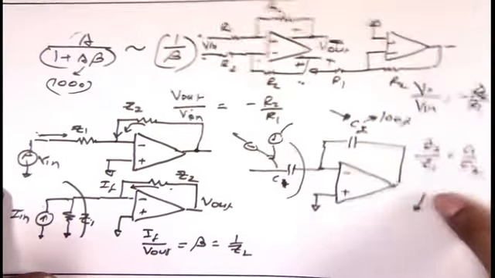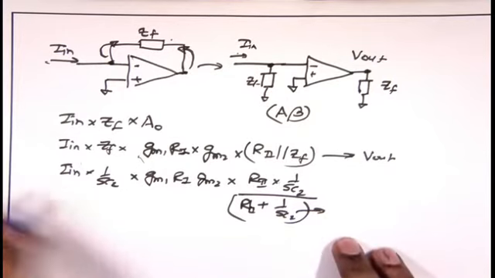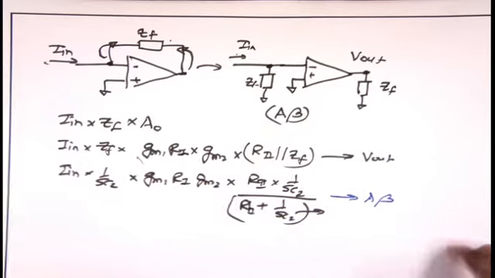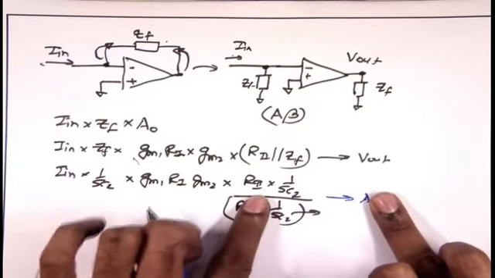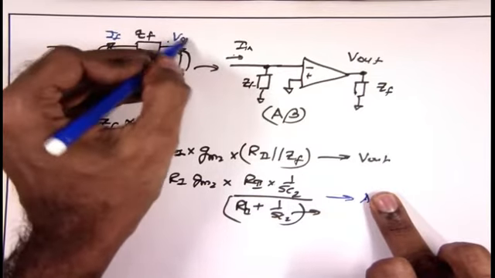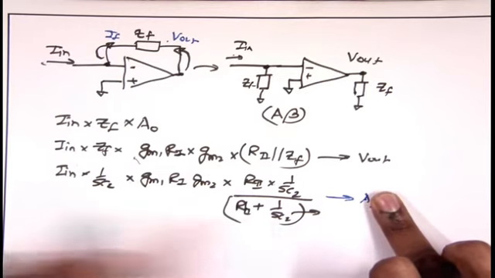Now, once we have these values, we can go back and see what the loop gain A beta is. We have written the expression for A, and we have also seen what beta is. Beta is just I_F upon V_out, so that is just 1 upon Z_F. Now, this is the expression for A.